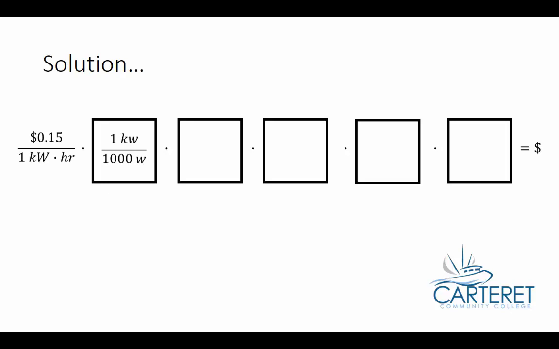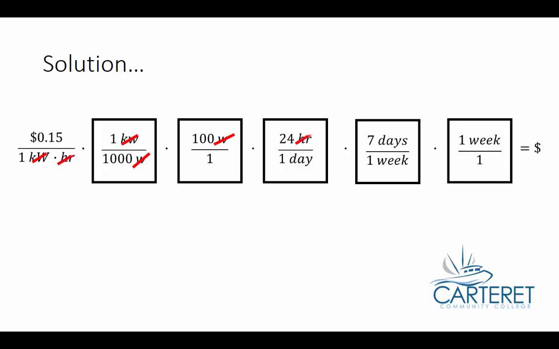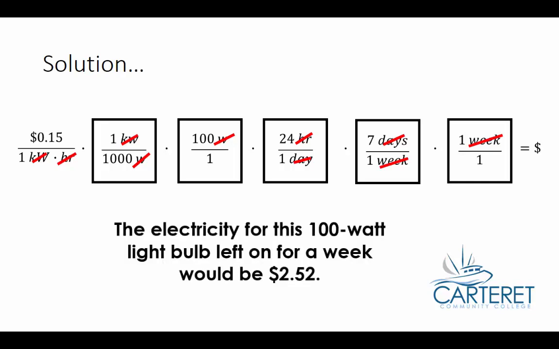We know that 1 kilowatt is equivalent to 1,000 watts. We are going to be using a 100-watt light bulb. It's going to remain on 24 hours a day over the course of 7 days a week for 1 week. Double check to make sure that all of your units cancel out appropriately, and the only unit that is left over is the dollar amount. We know we're on the right track, so we see that electricity for this 100-watt light bulb on for a week would be $2.52.